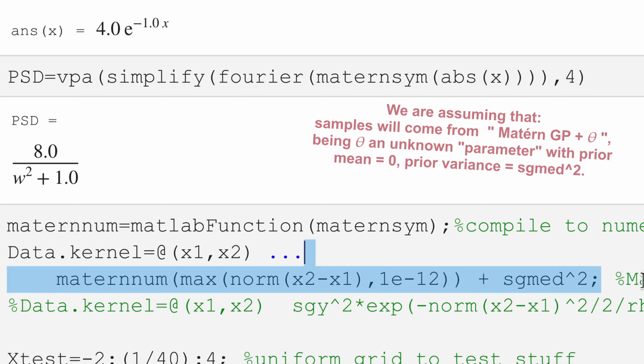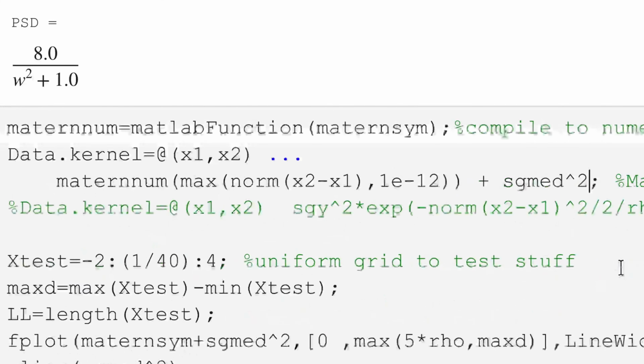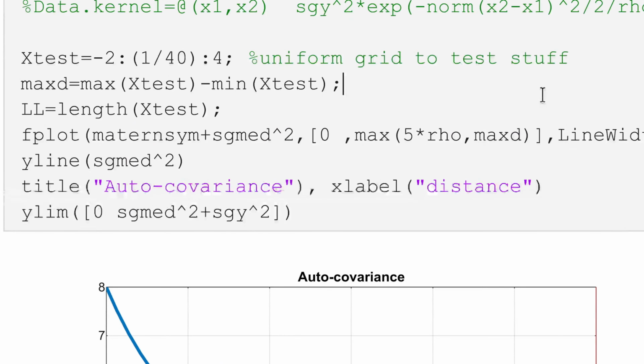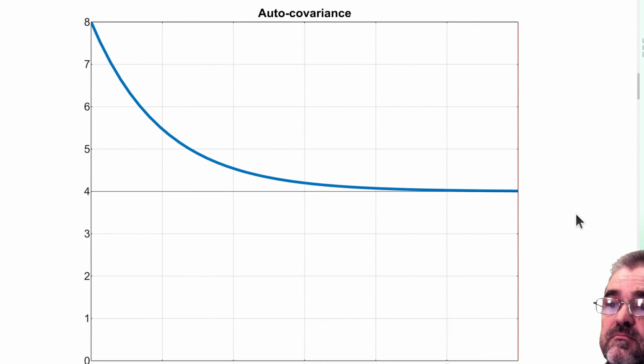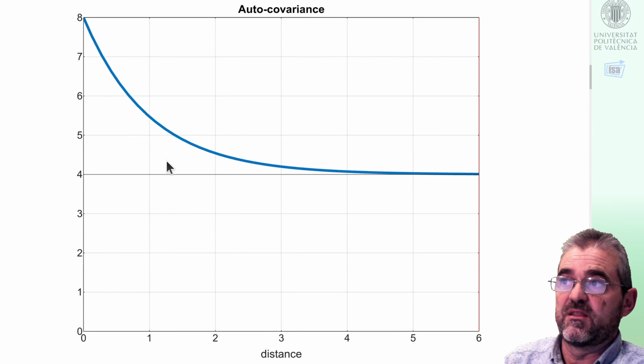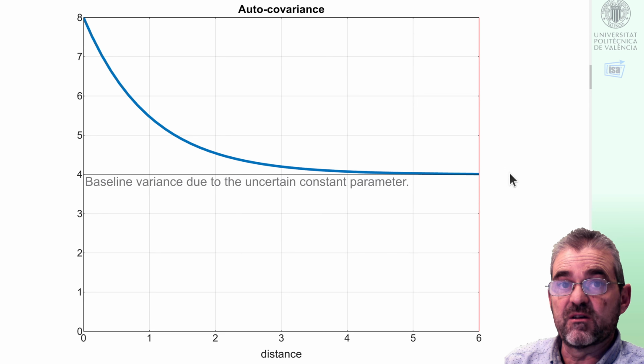Then, once we have this kernel, we can study the prior and the posterior once we load it with some data. So we'll test stuff in this grid between -2 and 4, and for instance, with this plotting code, I can plot this kernel autocovariance, and we see that the exponential decays up to the base value of 4, which is the constant mean uncertainty variance affecting all samples independently of their distance.